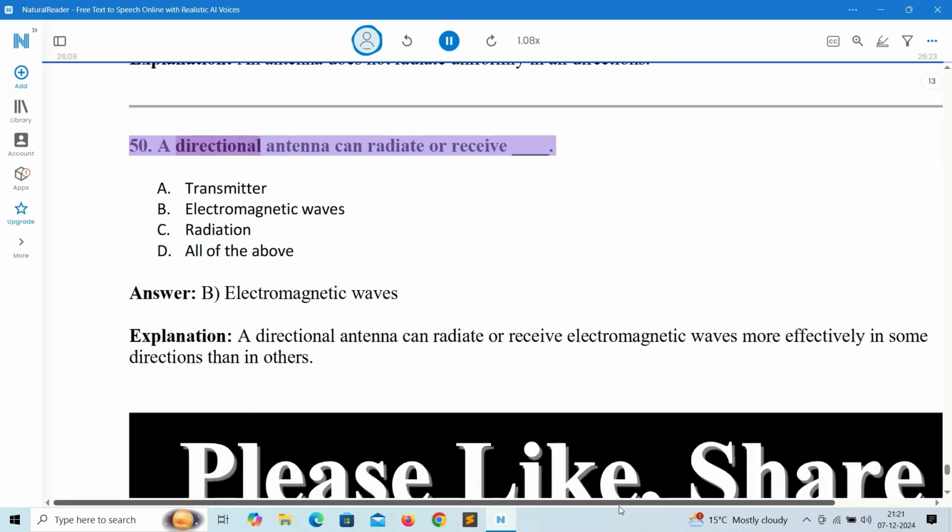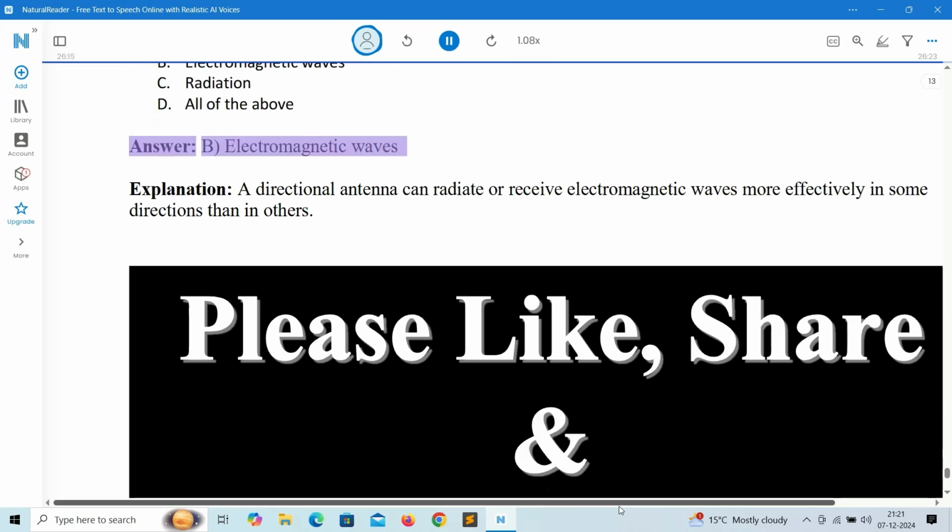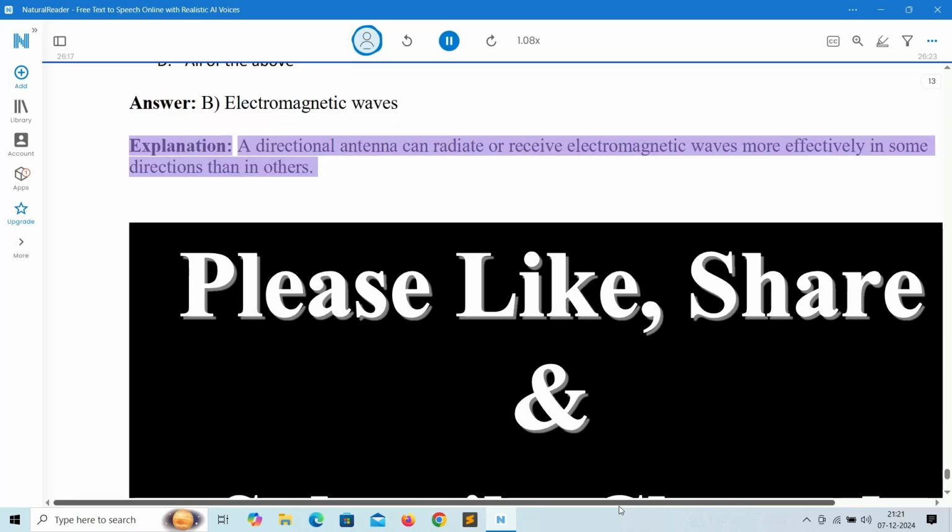50. A directional antenna can radiate or receive: A. Transmitter. B. Electromagnetic waves. C. Radiation. D. All of the above. Answer: B. Electromagnetic waves. Explanation: a directional antenna can radiate or receive electromagnetic waves more effectively in some directions than in others.